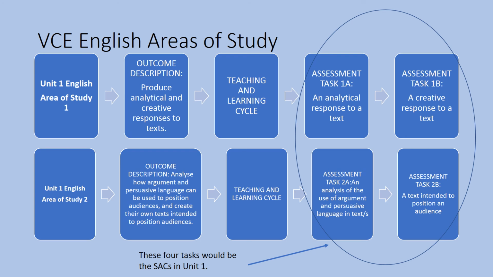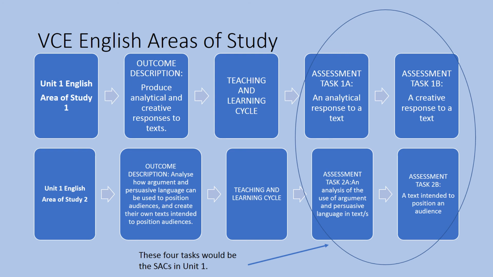We can also see here that Unit 1 English Area Study 2 analyse how argument and persuasive language can be used to position audiences and create their own texts intended to position audiences. Here again we've got 2 SACs. So one is an analysis of media articles and how the persuasive language and techniques is positioning the audience, and secondly a text intended to position an audience.